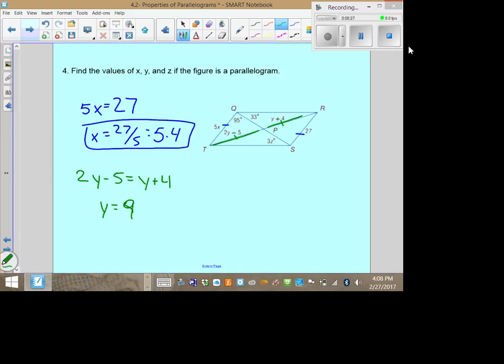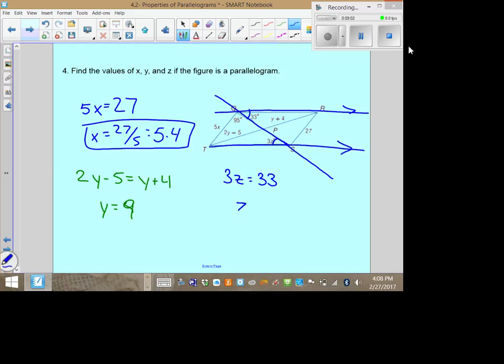And then also note here that we have solving for z. Note that these are parallel. And then we have a transversal here. And so we want solving for z in this one and this one. So what do we have? We have alternate interior angles. And alternate interior angles are congruent. So we can set 3z equal to 33 degrees. And then divide by 3 to get z to be 11.